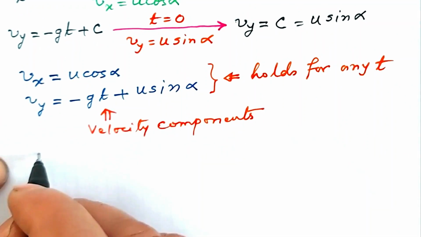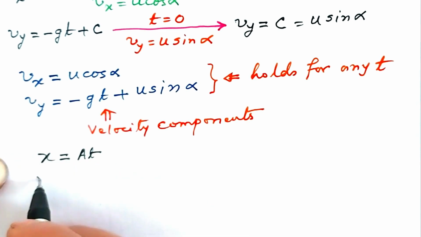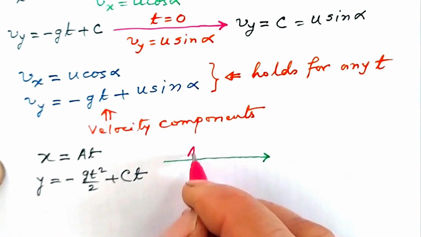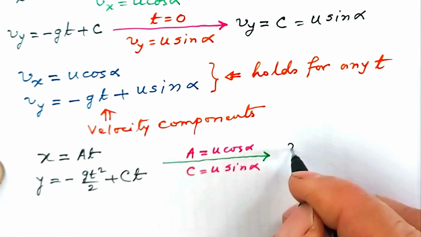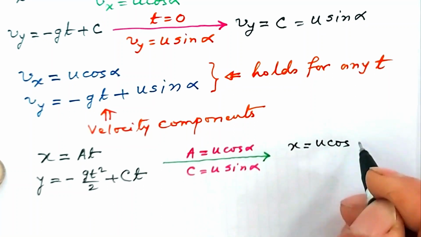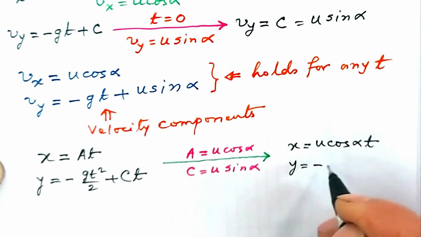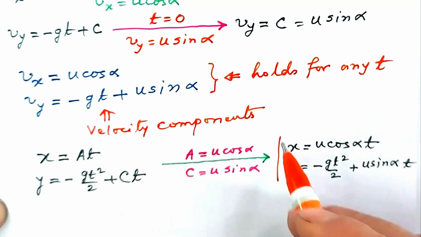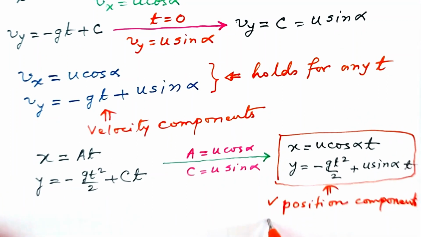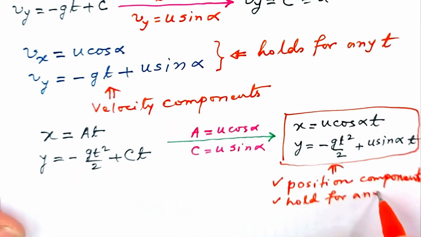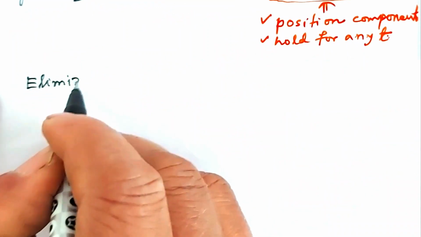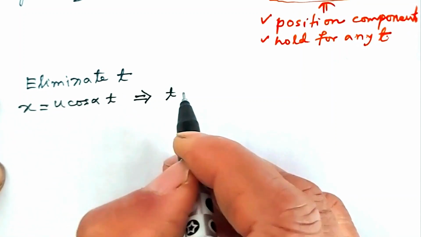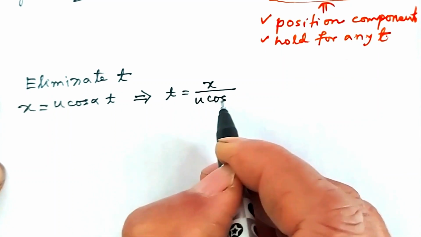The position components are x equal to at, y equal to minus gt square by 2 plus ct. Putting the values of a and c, they become x equal to u cos alpha into t and y equal to minus gt square by 2 plus u sin alpha into t. These are the position components and they hold at any time t. Eliminate t from these two equations. From the first, t is x by u cos alpha.